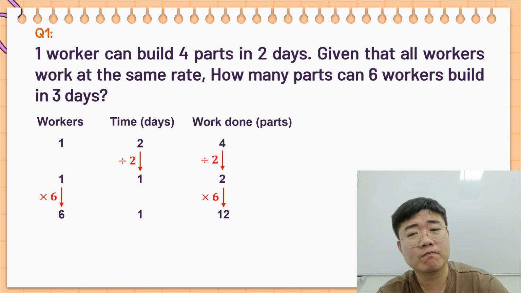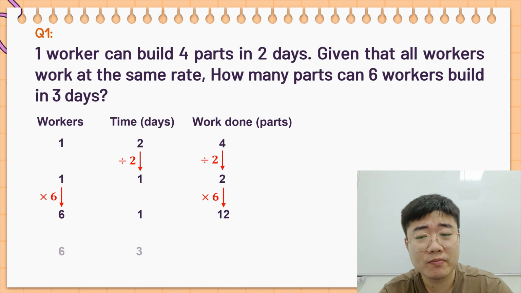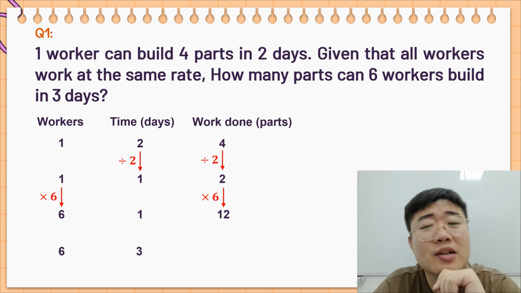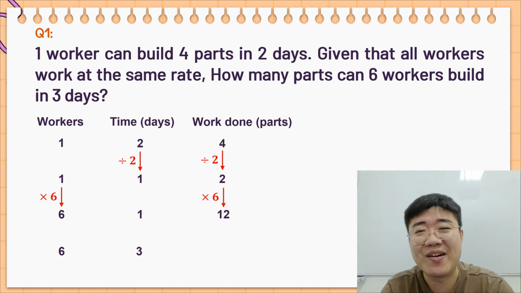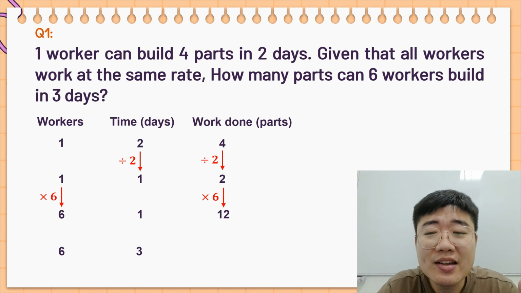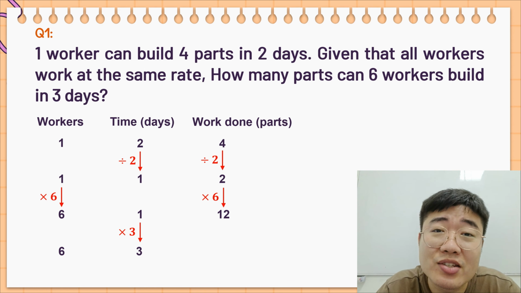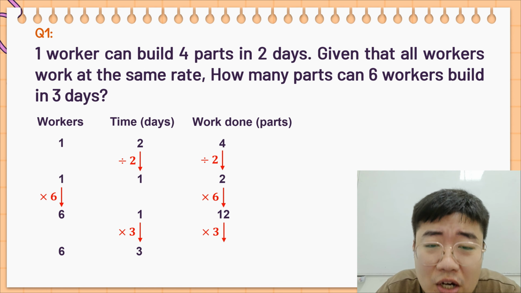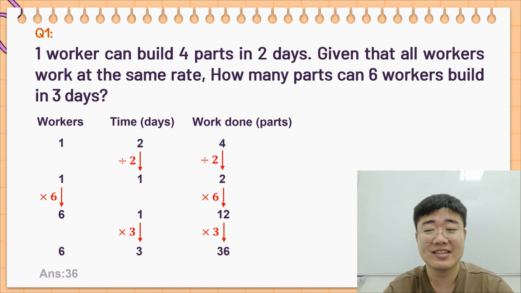So let's check. Eventually they are asking for 6 workers, 3 days' time. Now let's change the number of days into 3. So the time has increased. How about the amount of work done? Would be more or less. Very good, everyone. This will be more work done by the workers here. So the time is 3 times before, times 3. So the work done is also 3 times before, 12 times 3. Now, you can finish 36 parts. So the answer for question 1 will be 36.